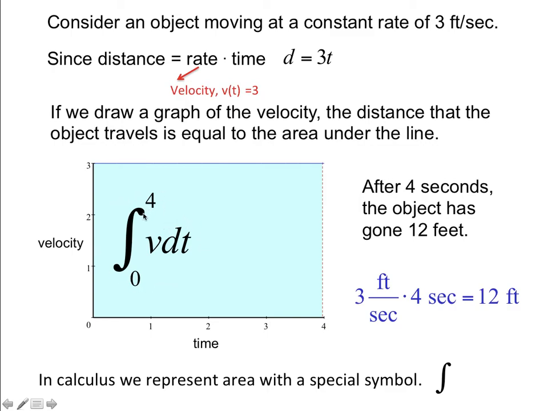So this is how we would say this: the integral from 0 to 4 of the velocity with respect to time. And our velocity function is 3, right? That's my rate, equals 12 feet. So that's how we would say it.